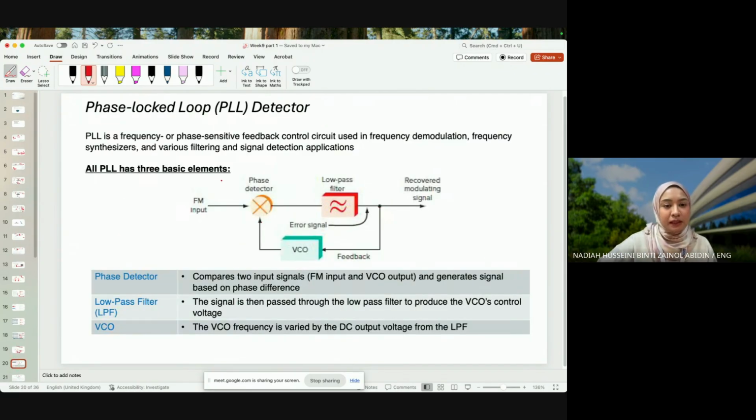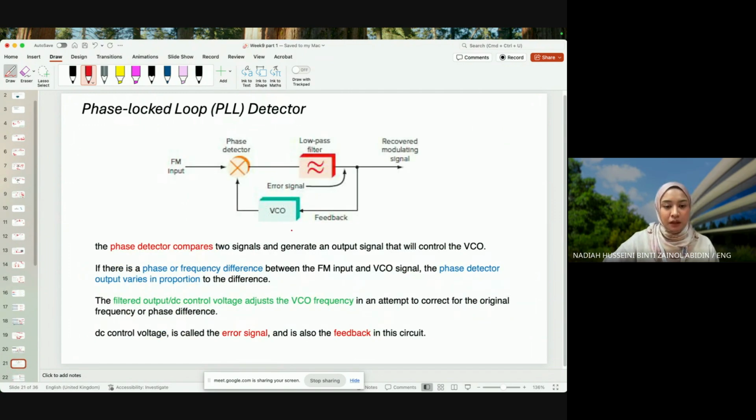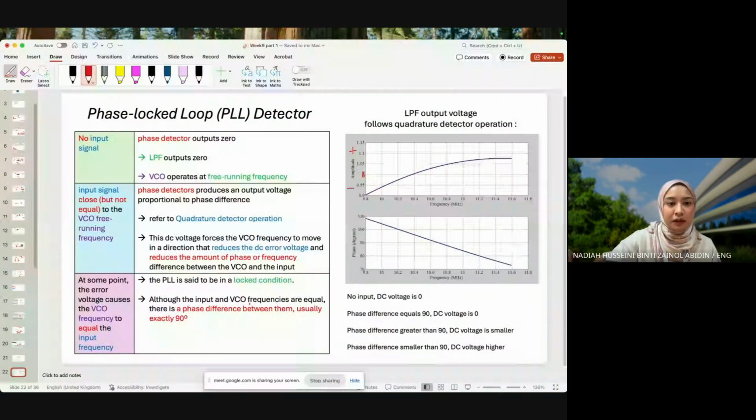Okay, so the PLL has three basic elements: phase detector, LPF, VCO. LPF is low pass filter. The phase detector compares two input signals, the FM input and the VCO output, and generates a signal based on the phase difference. The signal is then passed through the low pass filter to produce the VCO's control voltage. So this is our control voltage. The VCO frequency is varied by the DC output voltage from the LPF. This is the same thing.